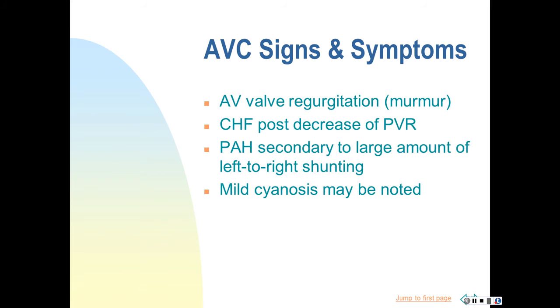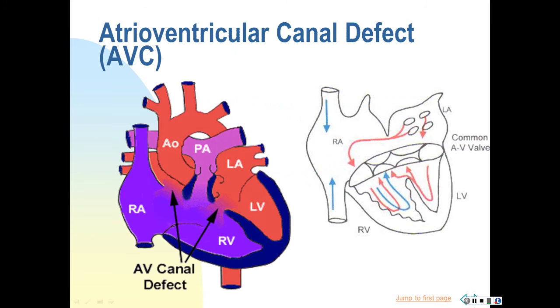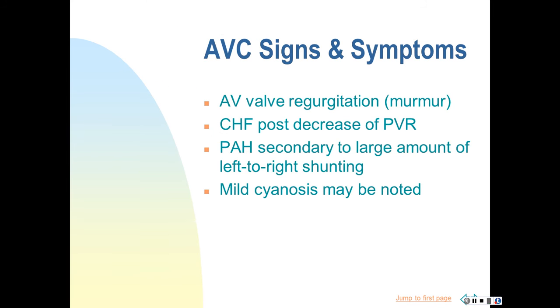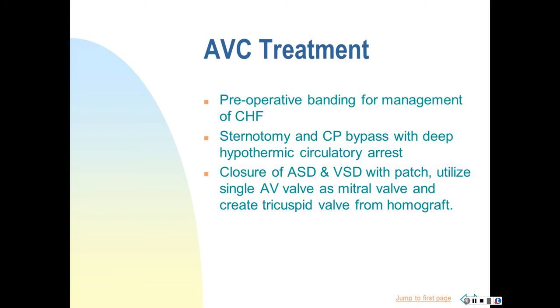Signs and symptoms pre-op, same as all the other ones. We're having an increased amount of blood go into the lungs. CHF is our name game. Pulmonary artery hypertension, because we have so much blood going back to the pulmonary artery, because again, lazy blood, it's going to go this way. So we have so much blood going to the pulmonary arteries, we can have pulmonary artery hypertension.